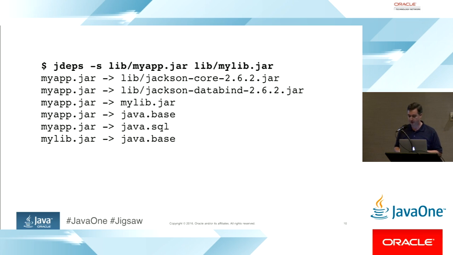mylib.jar turns out to only use classes from the java.base module. So that's nice and simple. The arrows are, myapp depends on all sorts of things, and mylib is just, for the sake of argument, depending on the JDK itself.